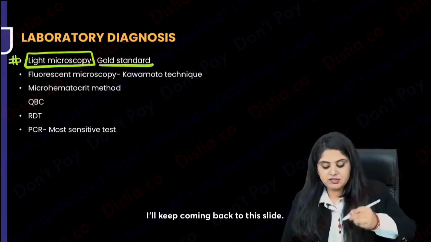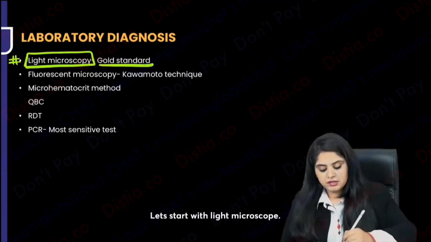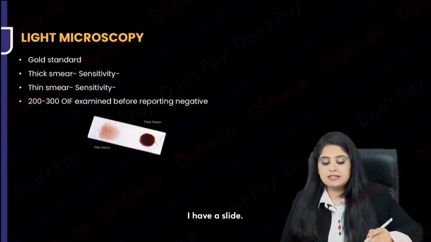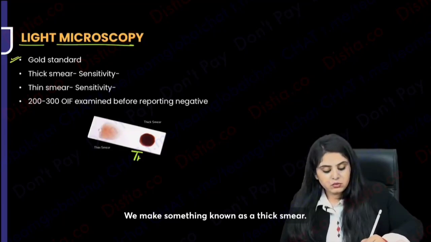So first, I will start off here. I'll keep coming back to this slide, one by one. Let's start with light microscope. So what do I have over here? I have a slide. Of course, we'll have to make a slide for this gold standard. We make something known as a thick smear. You can very well see what is a thick smear.